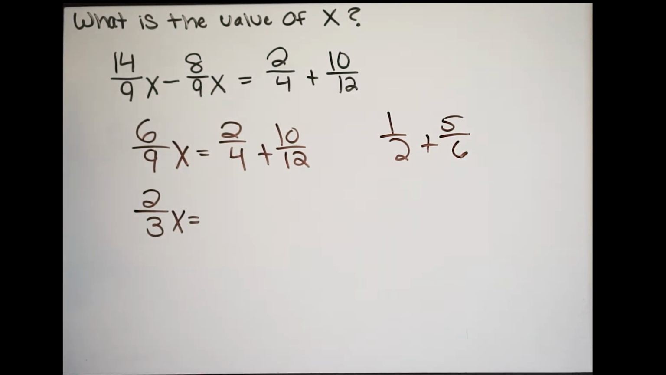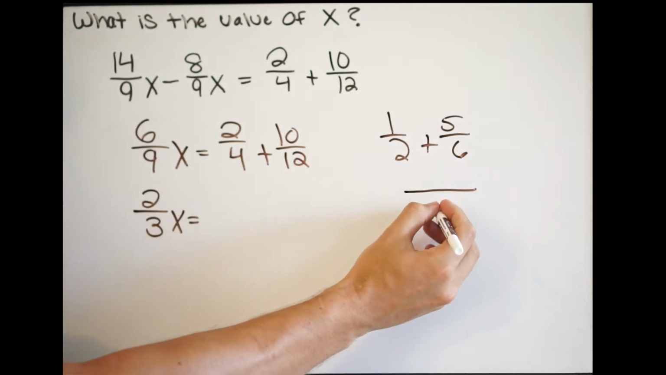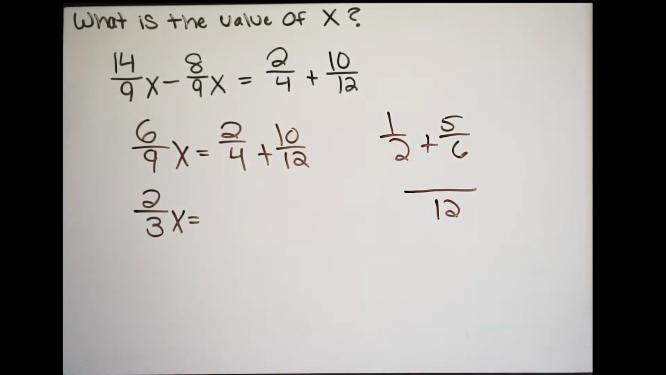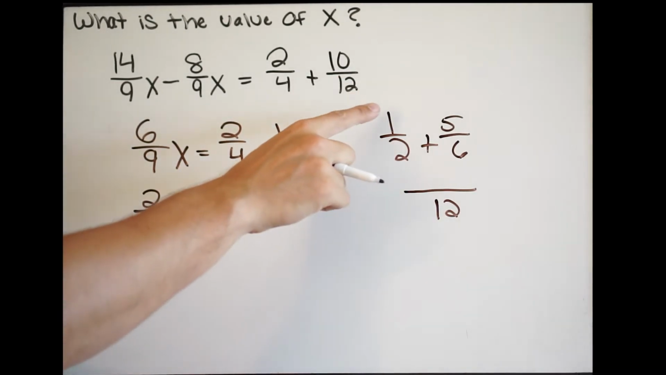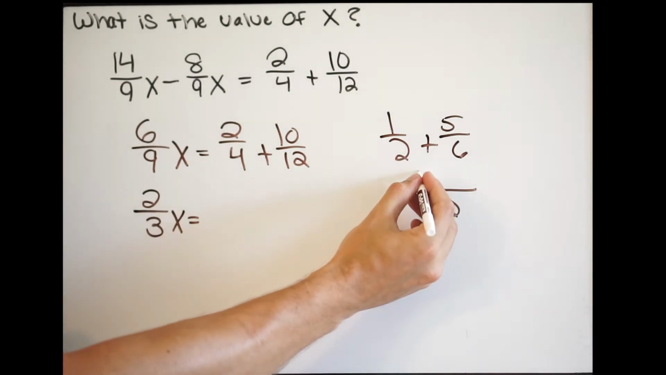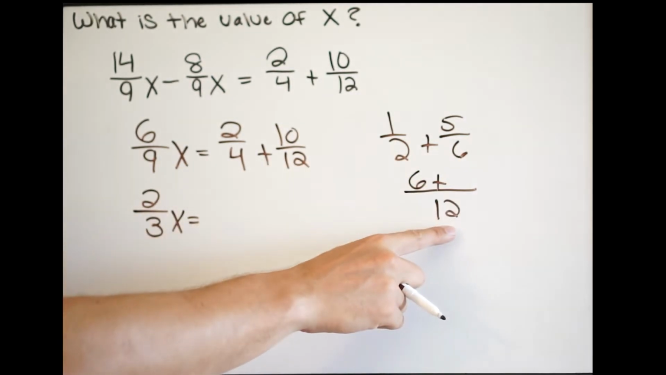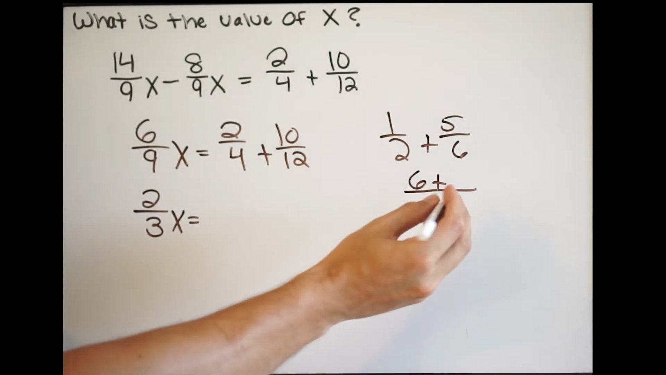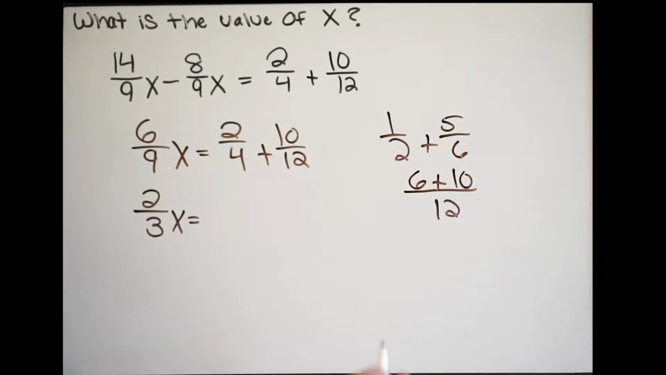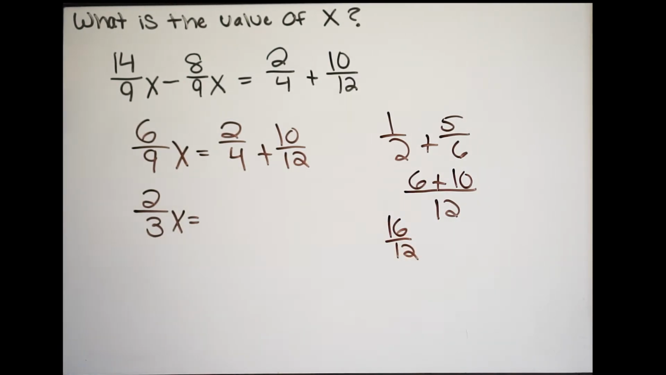And now we can go ahead and get a common denominator. Again, an easy way to do this, simply multiply the denominators. So 2 times 6 is 12. And then you say to yourself, what did you multiply this by in order to get 12? You multiply it by 6. So 6 times 1 is 6. Again, do the same thing here. What did you multiply this by in order to get 12? You multiply it by 2. So 2 times 5 is going to be 10, right? And this becomes 16 all over 12.